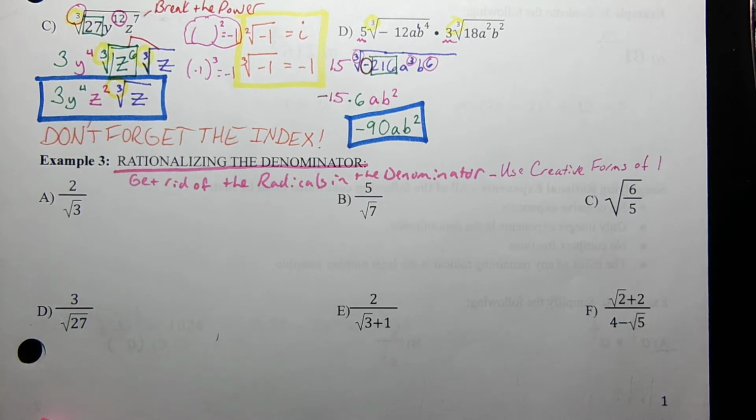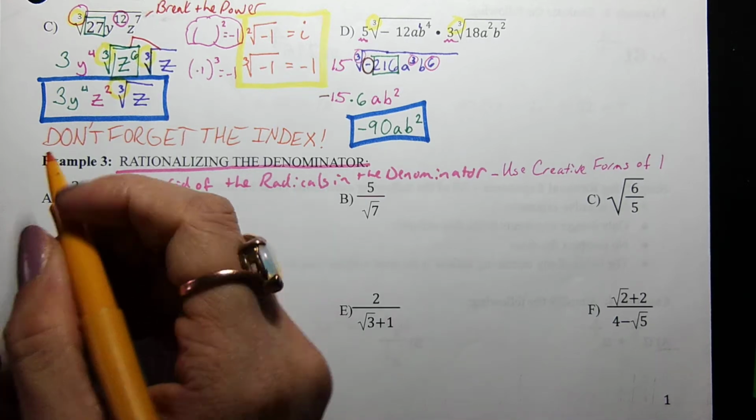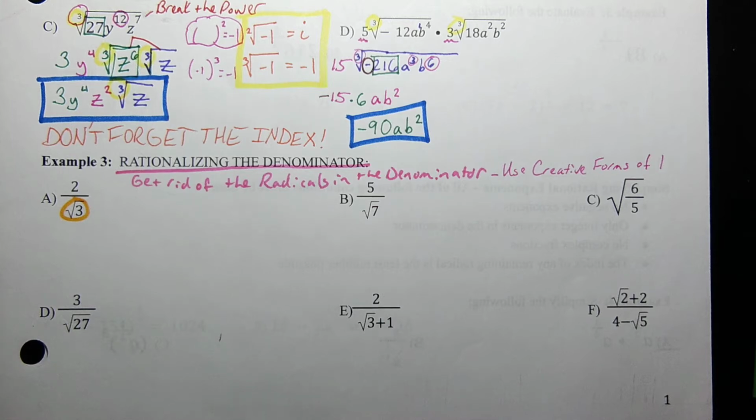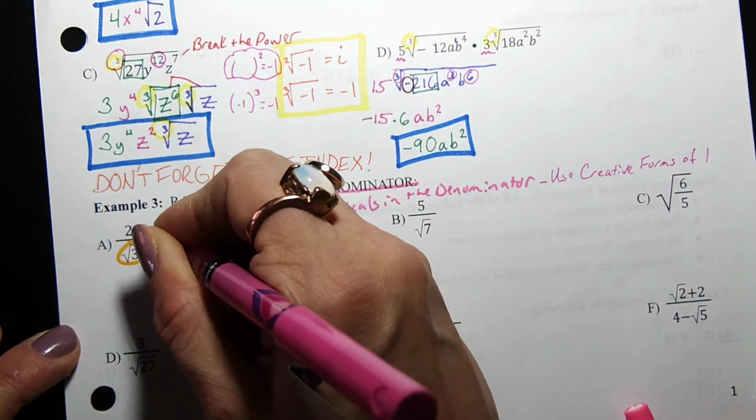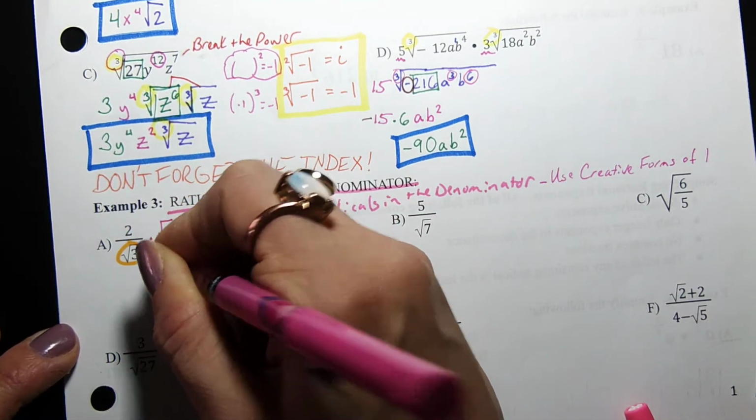So we've got 2 radical 3 over 3, and the problem is we cannot have that 3 in the radical in the denominator. So how we get rid of a radical is we multiply it by something that will give us a perfect square. 3 times what gives me a perfect square? 3 times 3 would give me 9, and then 9 is a perfect square. So usually what you are going to do is multiply by the radical over itself as the creative form of 1.